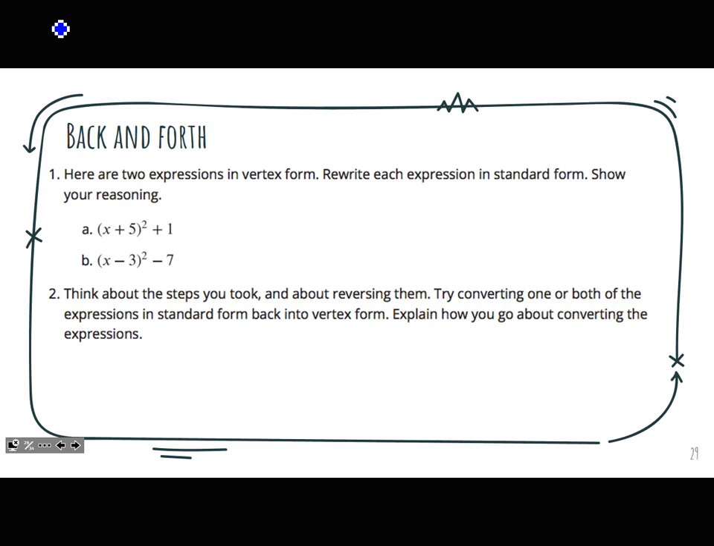So here are two expressions in vertex form, and let's write them into standard form, right? If we write them into standard form, remember that we're going to have to do some multiplying. So we have x plus 5 times x plus 5 plus 1. For this one, we're going to get x squared plus 10x, because you get 5x and 5x, and then 5 times 5 is 25, plus 1 is 26.